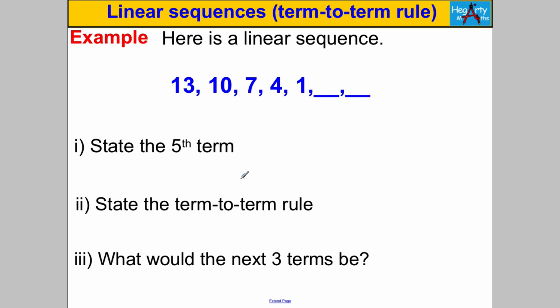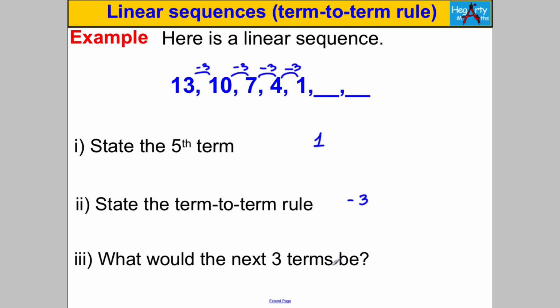We're asked to state the fifth term. 1, 2, 3, 4, 5. The answer is 1. The term to term rule. This time the sequence is going down. Each time we are subtracting 3. I hope you can see that. So the term to term rule is subtract 3.